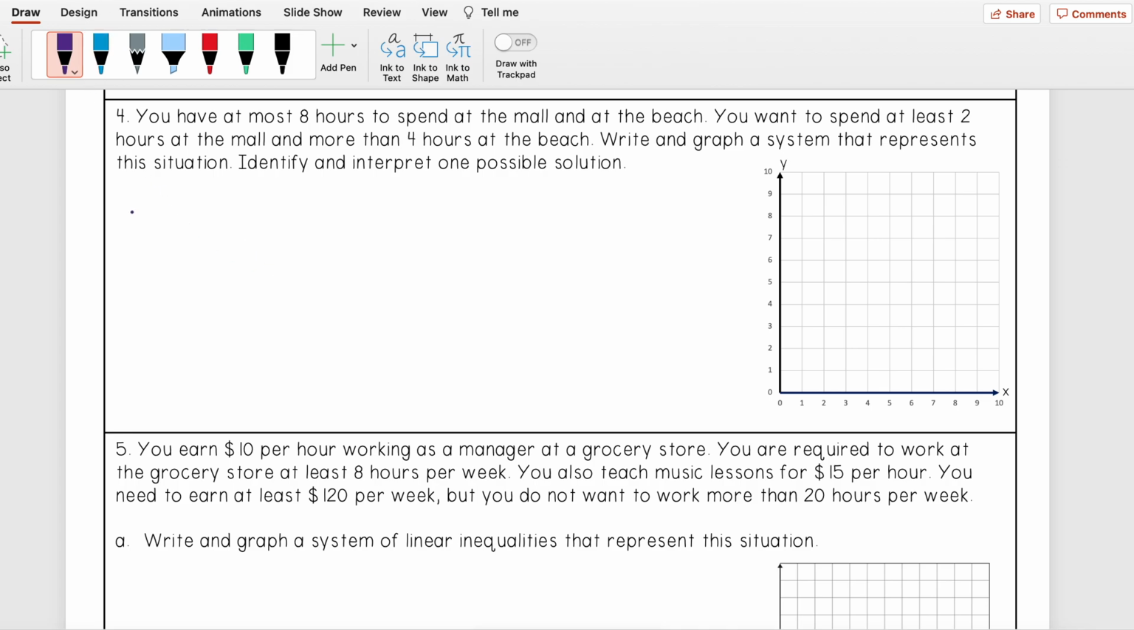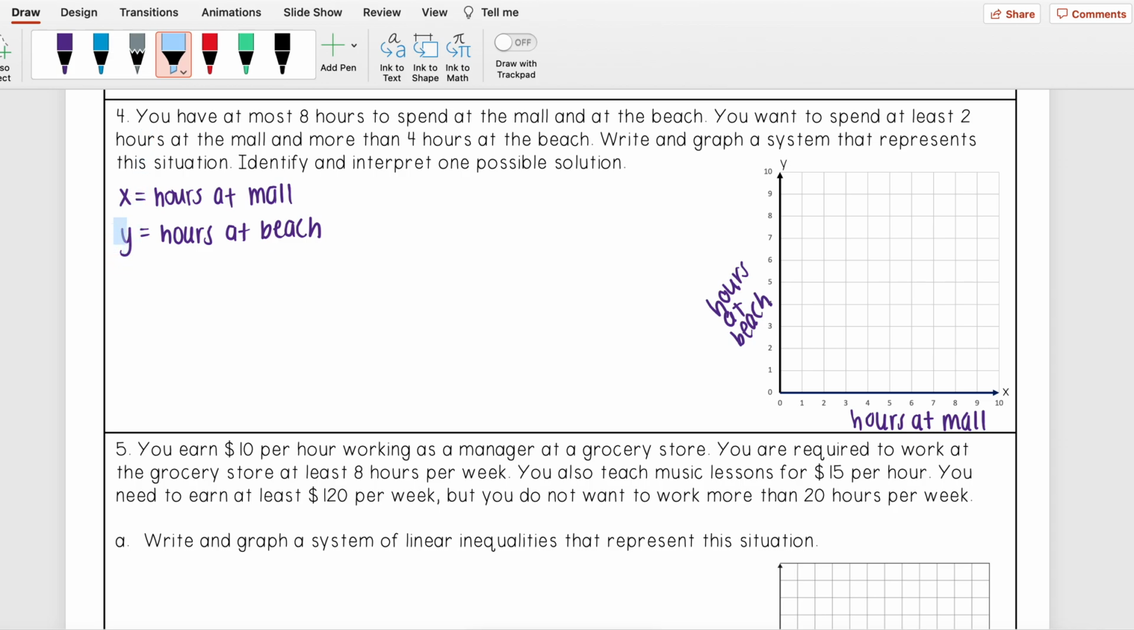So my first step, again, is always going to be to label my x and y, label my variables. And we're looking at hours at the mall and hours at the beach. So I'm going to have x be hours at mall, and y be hours at beach. And now I want to go ahead and actually write my system here.